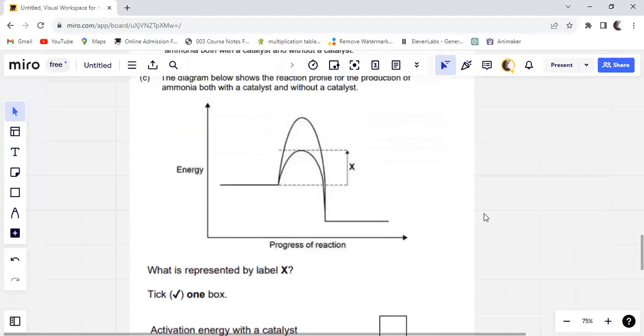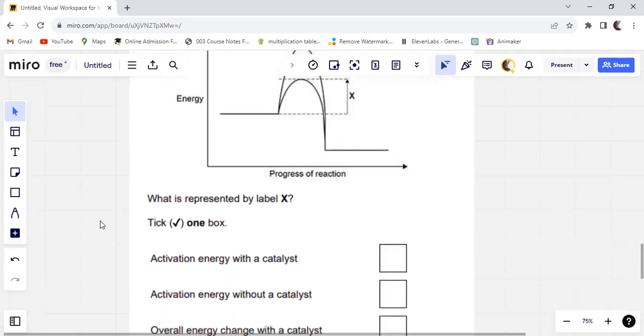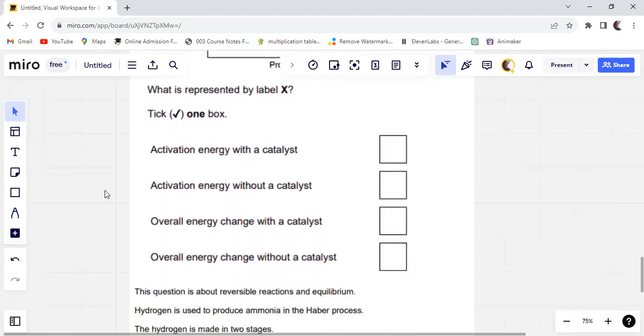You can see with the use of a catalyst, the activation energy is decreased because a catalyst always lowers the activation energy. So let's see where's the option: activation energy with the catalyst. Yes, obviously this is the first one.